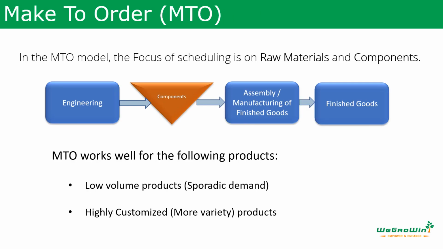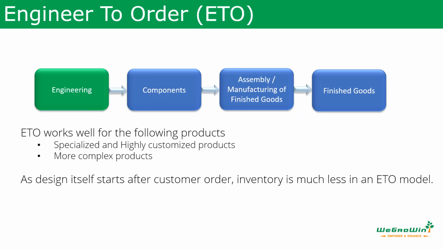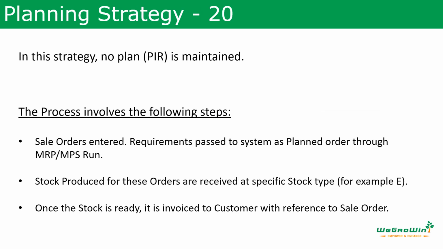In the make to order model, the focus of scheduling is on raw materials and components, as shown in this picture. Make to order works well for low volume products which have sporadic demand and are also highly customized with more variety. The engineer to order model works well for specialized and highly customized products, more complex products. As the design itself starts from the customer order, inventory is much less in the ATO model. For make to order or engineer to order, mostly planning strategy 20 is used.